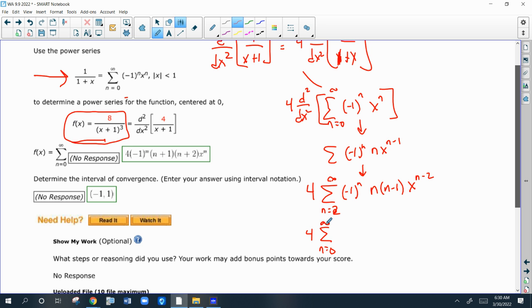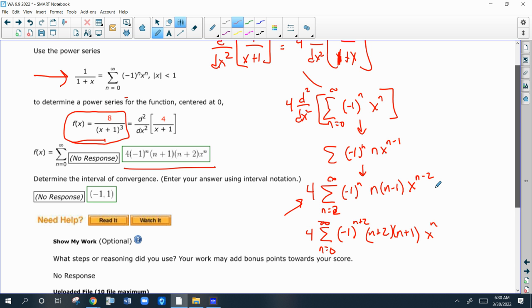So if I want to start this at 0 instead, I'm really going to use the n plus 2 term. So I would really have negative 1 to the n plus 2 times n plus 2 times n plus 1 times x to the n. And that would be an equivalent series, and a better written series. And you can see that that's where that answer is from. But if you just wrote this answer, that would be legitimate. Just make sure you're starting at 2.